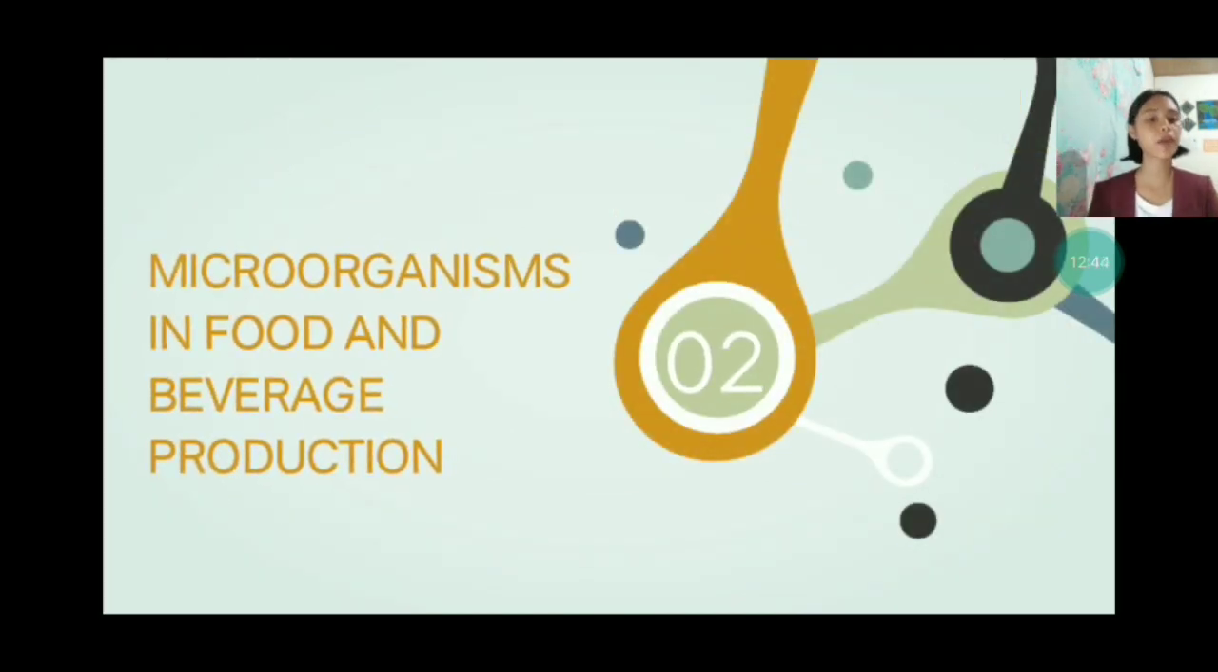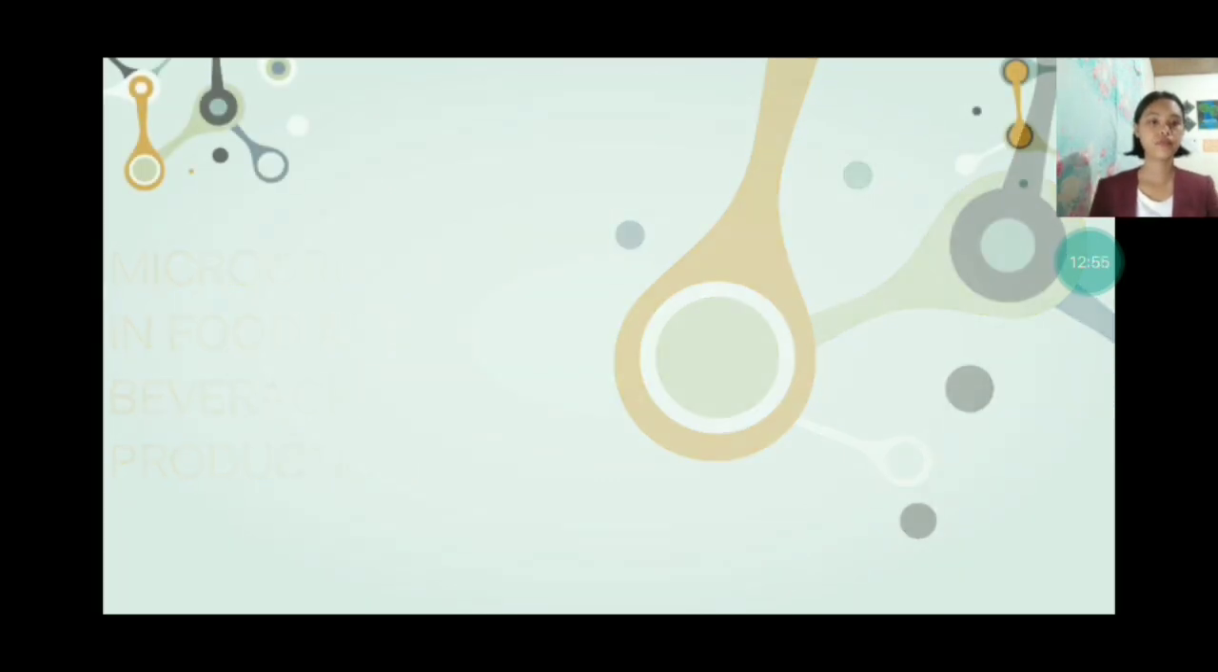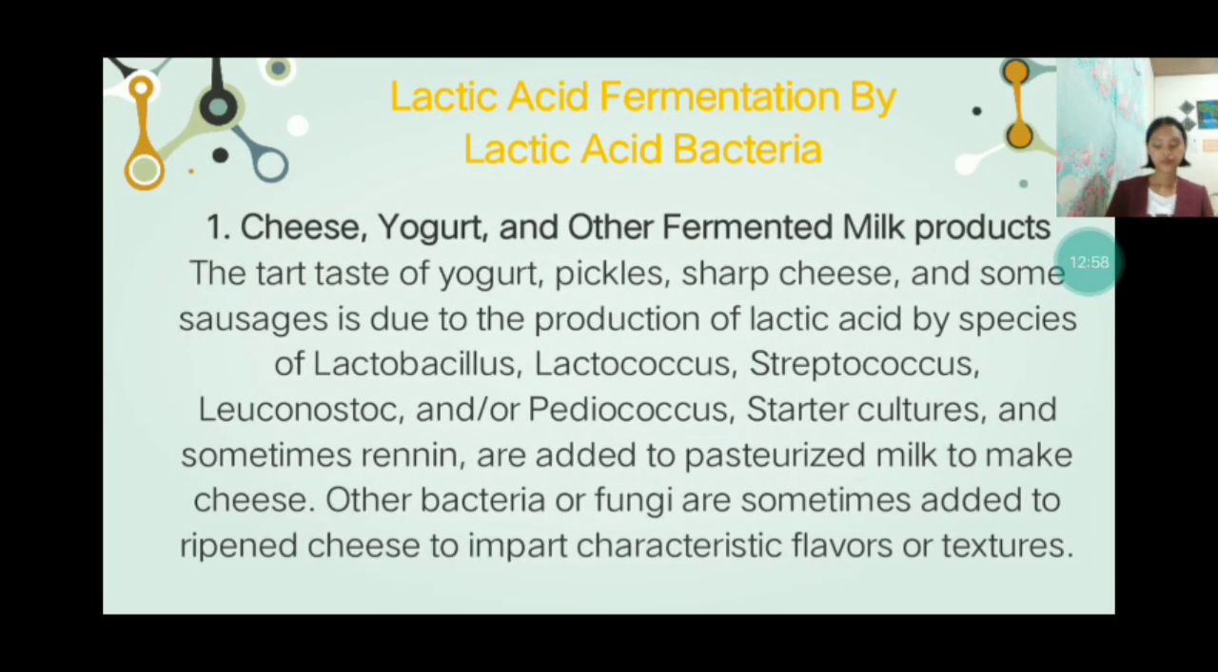So let's move on to microorganisms in food and beverage production. Under this topic is the lactic acid fermentation by the lactic acid bacteria. First is cheese, yogurt, and other fermented milk products. The tart taste of yogurt, pickles, sharp cheese, and some sausages is due to the production of lactic acid by species of Lactobacillus, Lactococcus, Streptococcus, Leuconostoc, and/or Pediococcus.